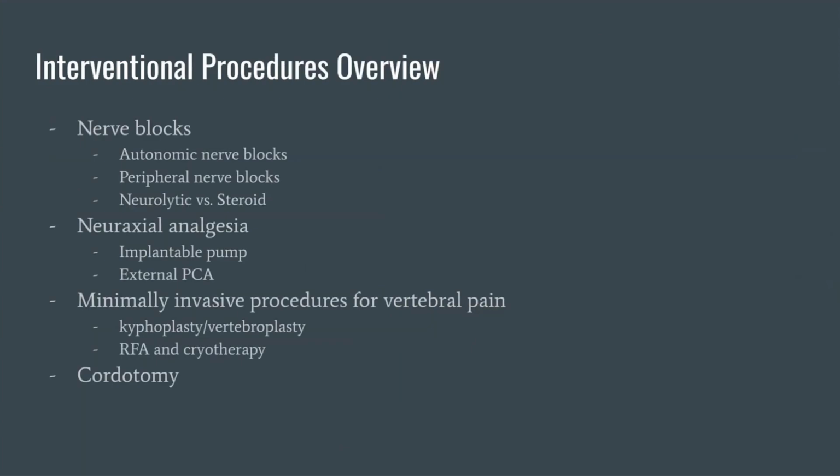Interventional therapies include a range of procedures, from more minimally invasive injections to more complex surgical techniques. The main types we'll cover today include nerve blocks, neurolytic blocks, epidural and intrathecal drug delivery, radiofrequency ablation, spinal cord stimulation, and vertebroplasty or kyphoplasty.